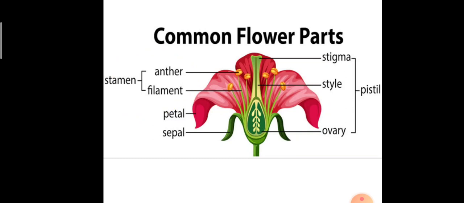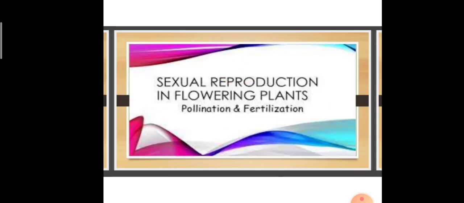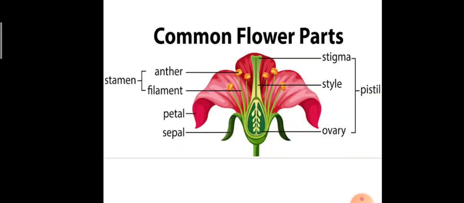The next is the male reproductive part of the flower, that is the stamen. As the name indicates, MEN, there is more than one male part in a flower. The stamen is the male reproductive part of the flower. It consists of anther and filament. The upper portion is known as anther and the lower portion is known as filament.